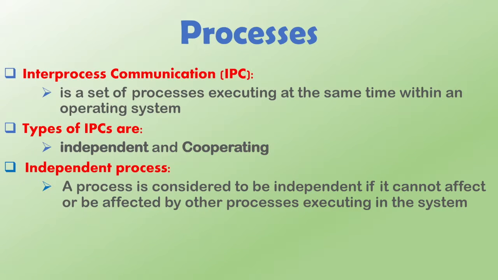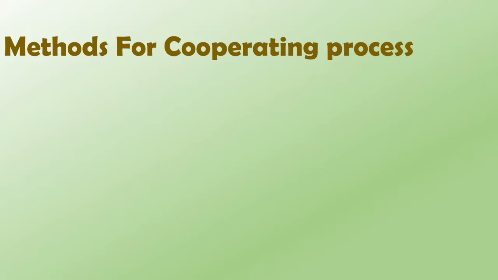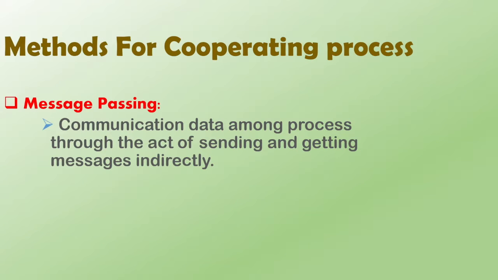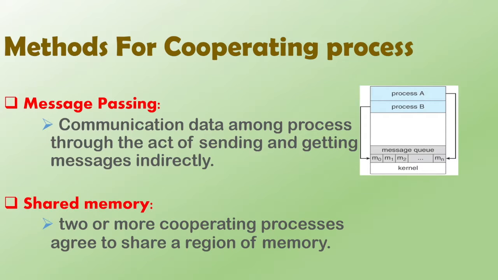A process is considered to be independent if it cannot affect or be affected by other processes executing in the system. However, cooperating is the opposite, where another process can affect it or it can affect another process. When two processes are cooperating, they require an IPC mechanism that will allow them to trade information and data. One of these mechanisms is message passing, which is where two processes send data back and forth, and the other mechanism is shared memory.